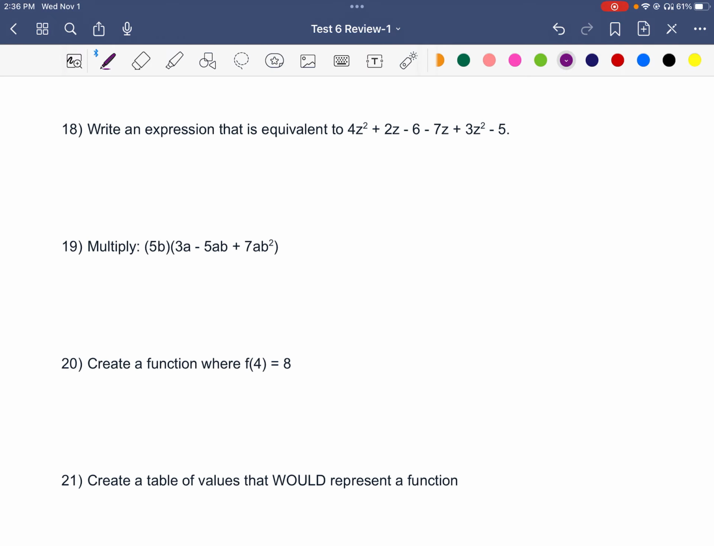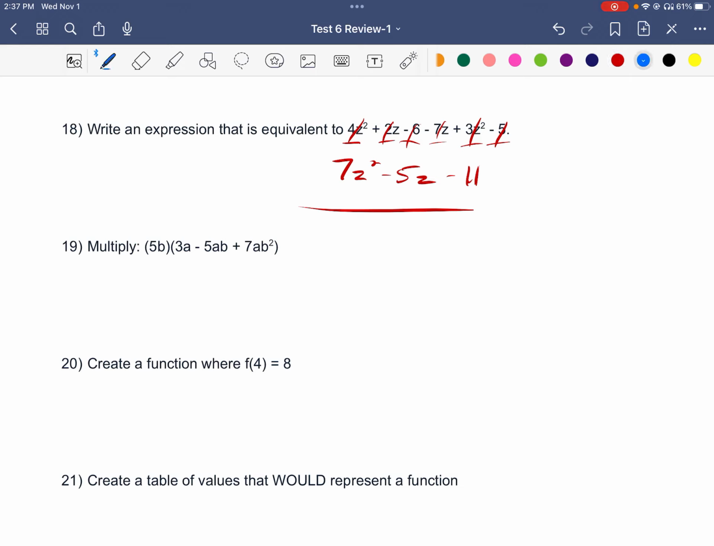18, write an expression that's equivalent to that. Just need to combine the like terms. So I'm going to start with the highest exponent first. That would be the squared. So all my z squareds, 4z squared and 3z squared, would be 7z squared. Then all my just regular z's to the first power. So 2z and negative 7z is negative 5z. And then my constants, negative 6 and negative 5, would be negative 11. So just combine those like terms to simplify that.